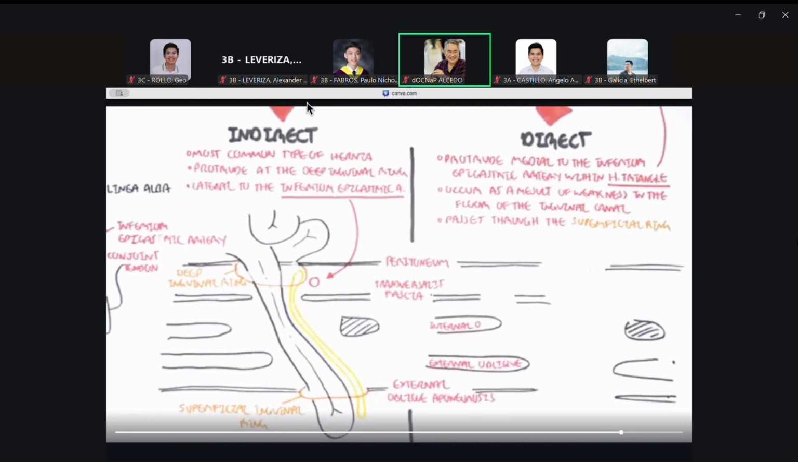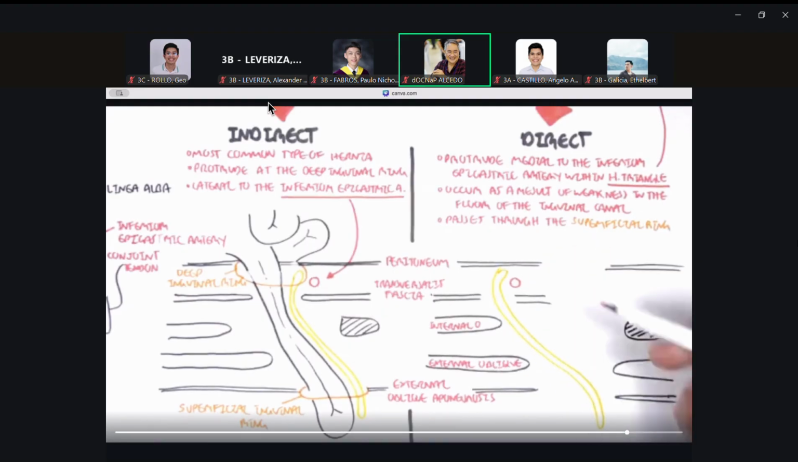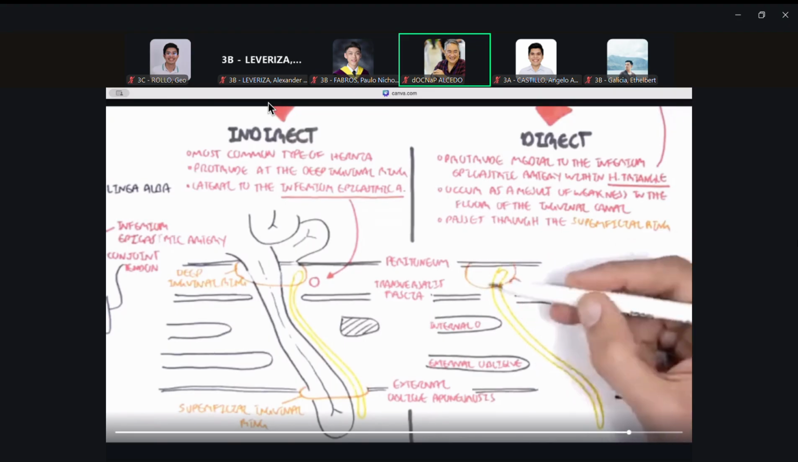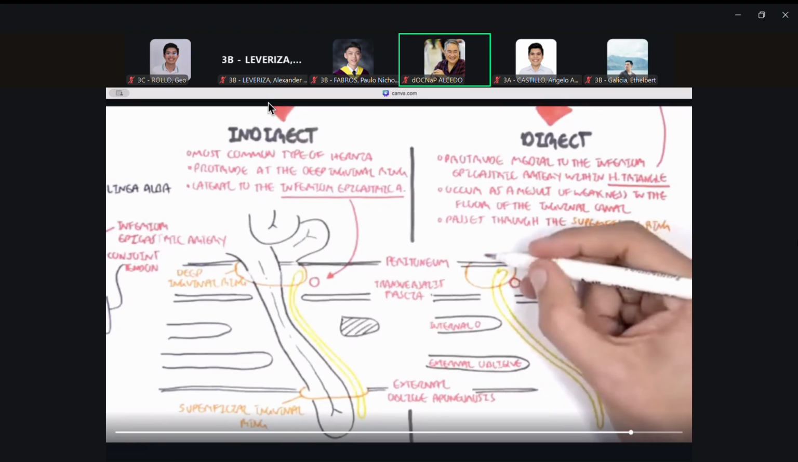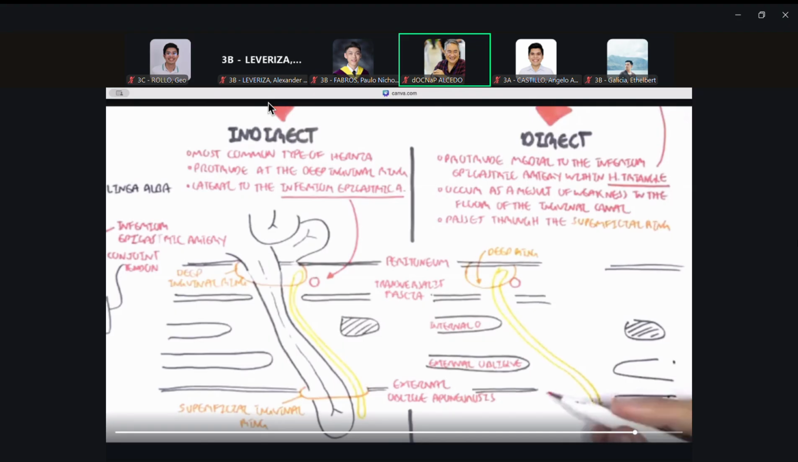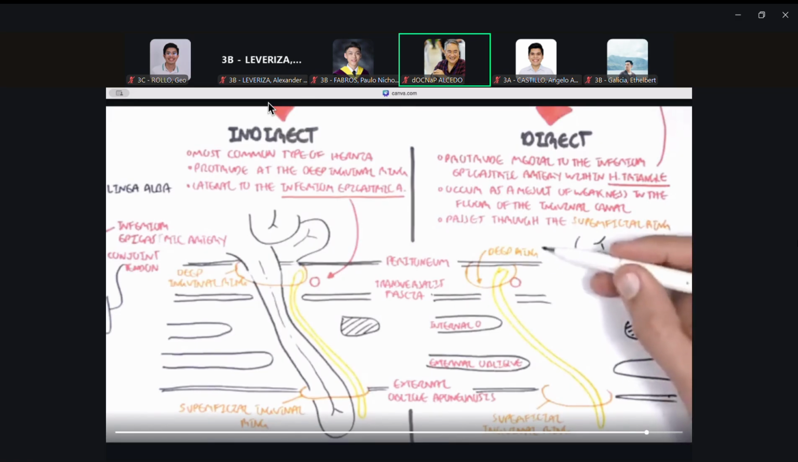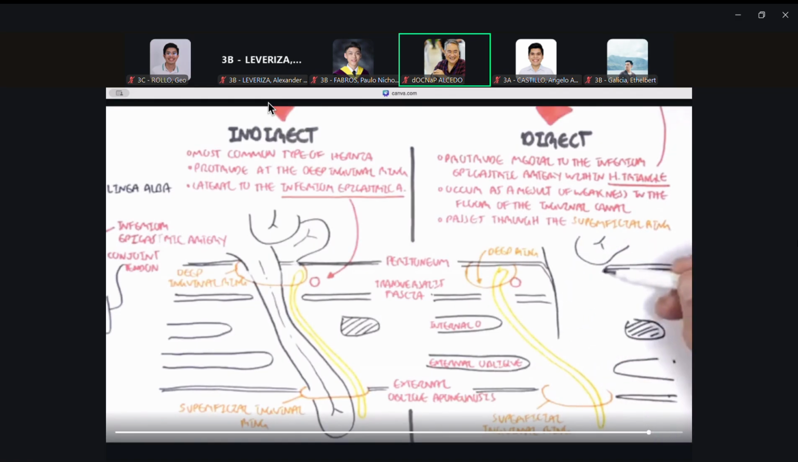So again, we're looking at this diagram from the top. And here I'm drawing the spermatic cord in yellow. And here we have the inferior epigastric artery. And here is your deep inguinal ring where the spermatic cord originates, right? And then here you have the superficial inguinal ring where the spermatic cord also goes through. Well, in a direct inguinal hernia, it only goes through the superficial inguinal ring.